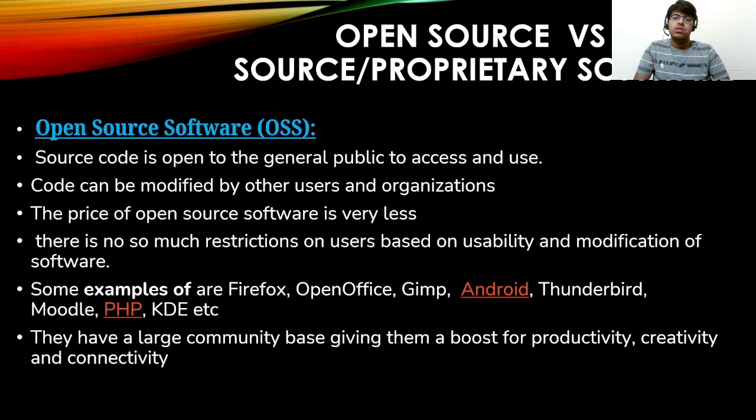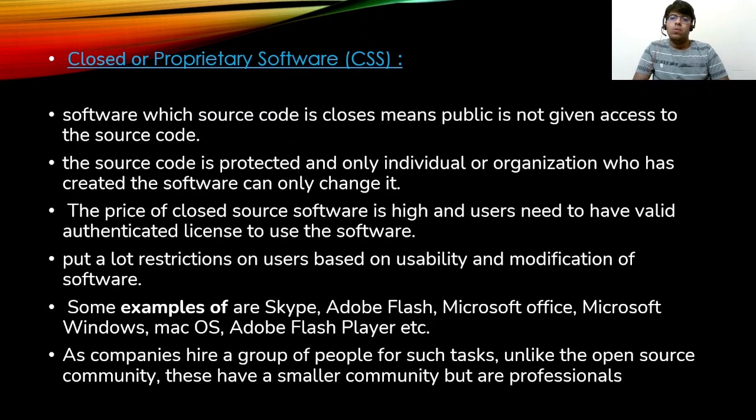Now, since these are open source, we have a large community of people giving their support for such software, which gives them a boost for productivity, creativity, and connectivity. Now, the closed source or proprietary software. These are software whose source code is closed, meaning both the public and a normal user have no access to its code, and it is protected by a key or license, meaning only the individual or organization who has created the software can access it.